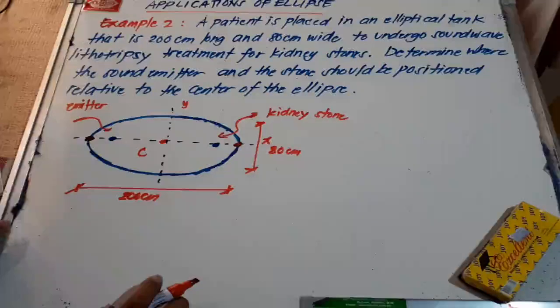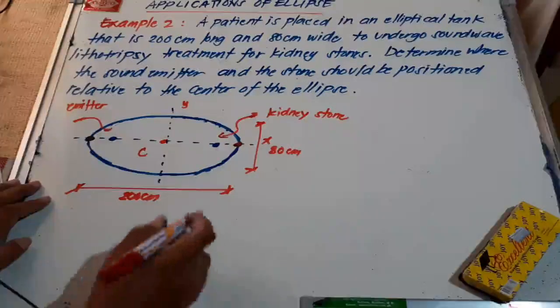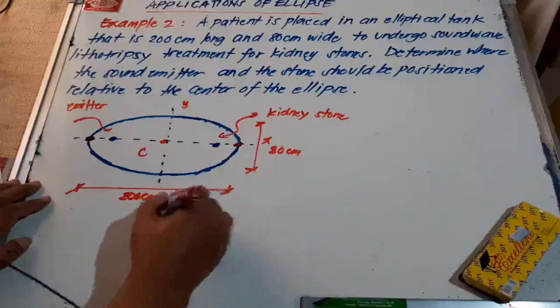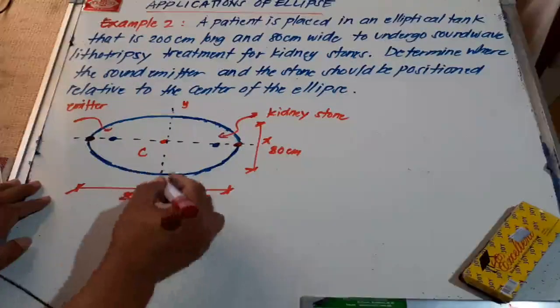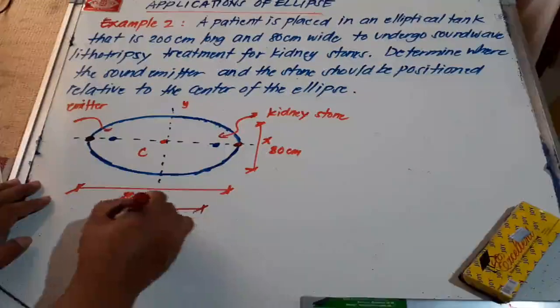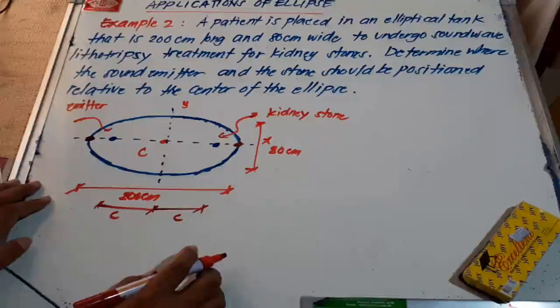Okay? Now, ang kailangan natin dito is the distance of the stone and the sound emitter from the center of the ellipse. So therefore, we need the focal distance, C. C ang layo ng kidney stone dun sa center of the ellipse, and also C rin ang layo ng sound emitter from the center of the ellipse.